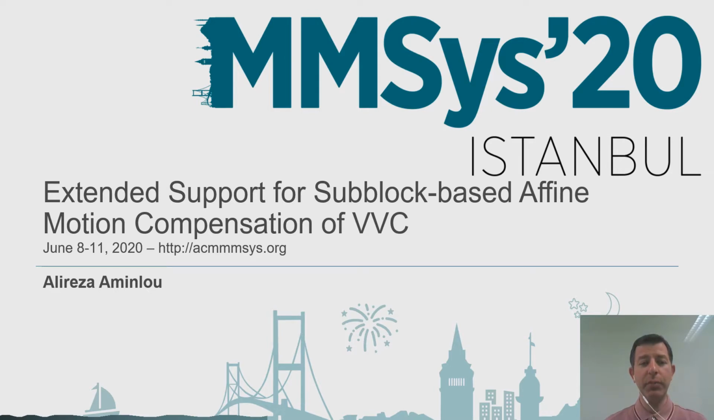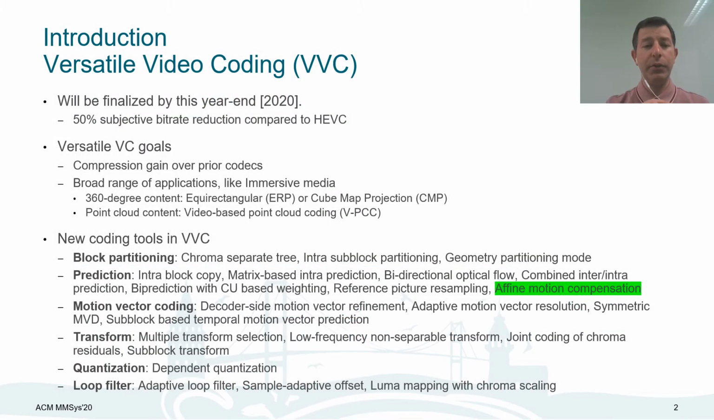Packet Video Workshop. The title is Extended Support for Subblock-based Affine Motion Compensation of VVC. So, introduction. Versatile Video Coding, a video coding standard, is going to be finalized this year, and it shows roughly 50% bitrate reduction compared to the previous standard HEVC.